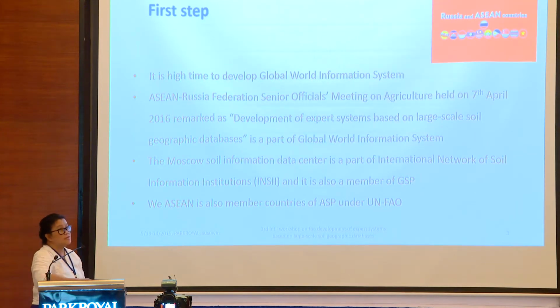FAO is concerned much with that. Our first step: Russia also participates in the Global Soil Partnership, and Thailand and Myanmar participate in the ASEAN Soil Partnership of the UN FAO. In 2016, the ASEAN-Russian Federation Senior Official Meeting on Agriculture, held on 7 April 2016, stated that the development of a smart system based on large-scale soil-geographic databases is part of a global world information system. In such a way we can share our data with each other and learn from others, and others can know the status and information about the soil in our country.